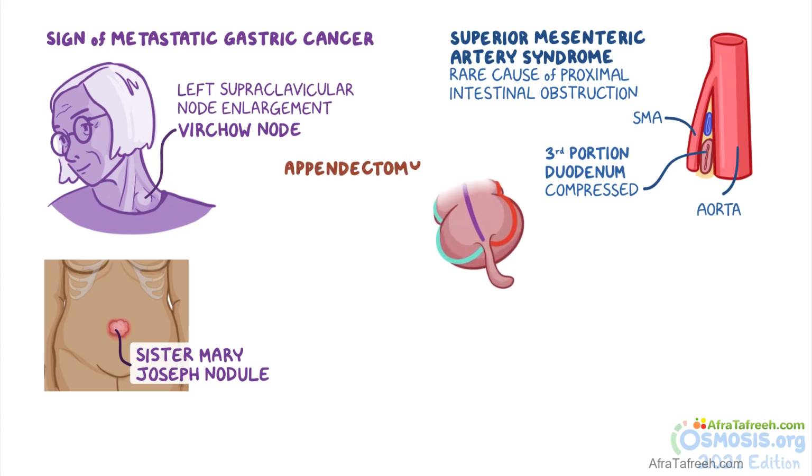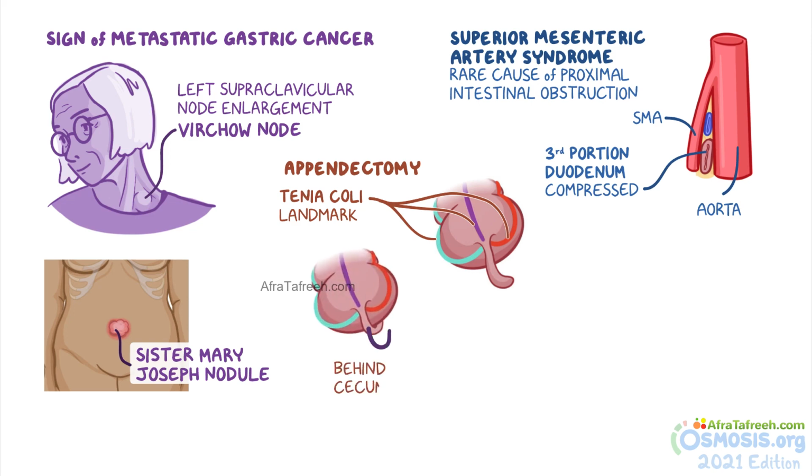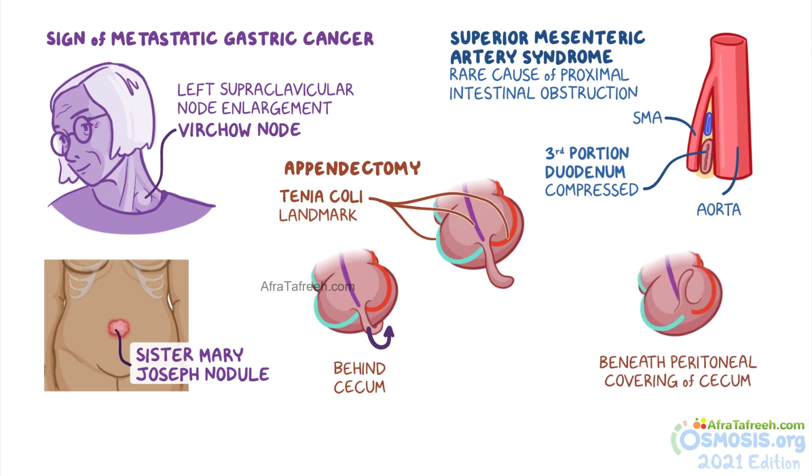During an appendectomy, the Taenia coli can be used as a landmark to find the appendix. The position of the appendix can vary. It can lie behind the cecum, beneath the peritoneal covering of the cecum, in which case it's often fused to the cecum or abdominal wall, or it can project inferiorly into the pelvis.